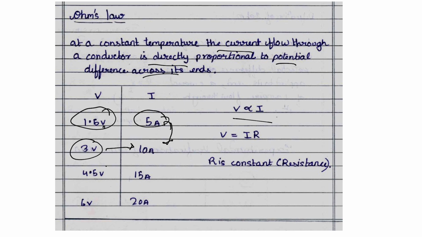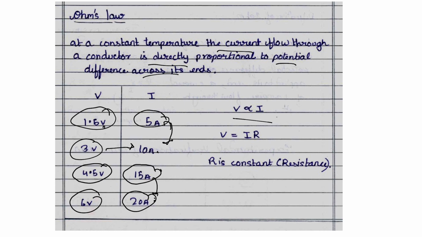Now here you can see 4.5. We have increased the voltage to 4.5, so the current has become 15 ampere. You can see we are multiplying by 1.5. Here you can see 6 volt, so the current has increased to 20. You can see 5 1s are 5, 5 2s are 10, 5 3s are 15, 5 4s are 20.